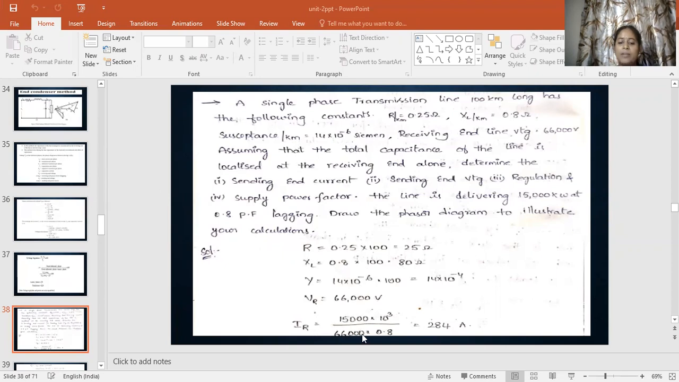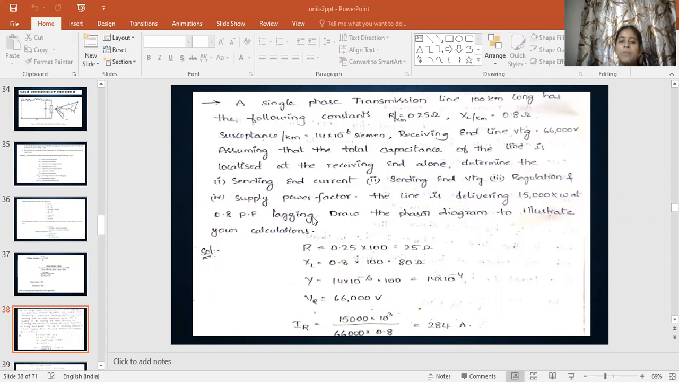PR by VR into cos phi R. The line is delivering 15,000 kilowatts. The power is also given, delivered at the receiving end. Okay, the line at the receiving end, the power is 15,000 kilowatts. That can be substituted here: 15,000 kilowatts converted into watts, into 10 cube, by 66,000 volts into cos phi. Cos phi is 0.8 power factor lagging. So cos phi value is 0.8. That value substituted here, we get the receiving end current value 284 amps.